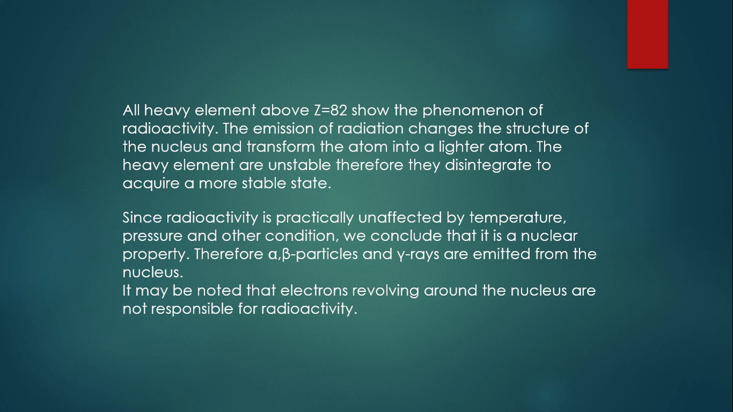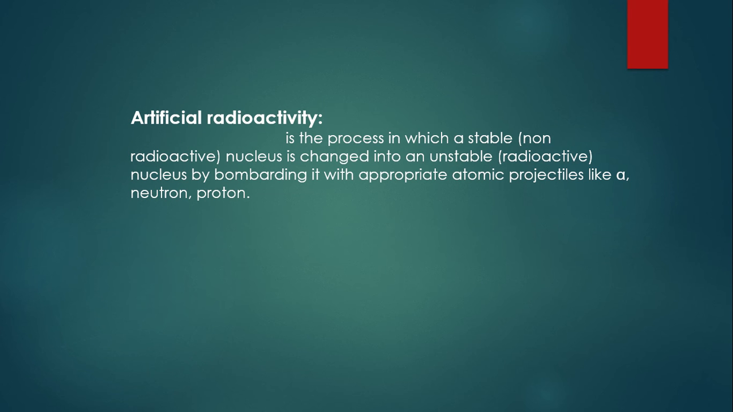The emission of the radiations changes the structure of the nucleus and transforms the atom into a lighter atom. The heavy elements are unstable, therefore they disintegrate to acquire a more stable state. Since radioactivity is unaffected by temperature, pressure, and other conditions, we conclude that it is a nuclear property. Therefore, alpha, beta particles and gamma rays are emitted from the nucleus. It may be noted that electrons moving around the nucleus are not responsible for radioactivity.